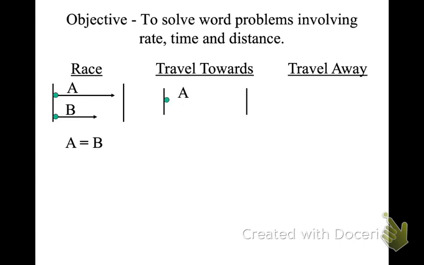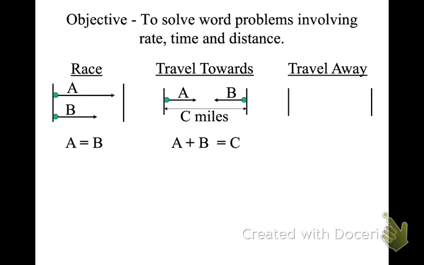The second one is when two vehicles start at opposite ends, and how long does it take for them to meet up? One's traveling faster, the other's traveling slower. And when they get to each other, we say that the distance of A and the distance of B together, if you add those up, equals the distance of C. So it's A plus B equals C.